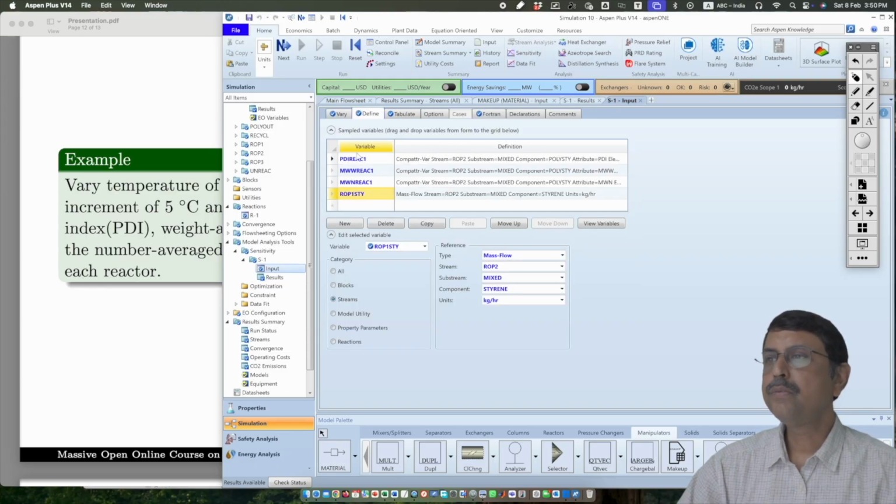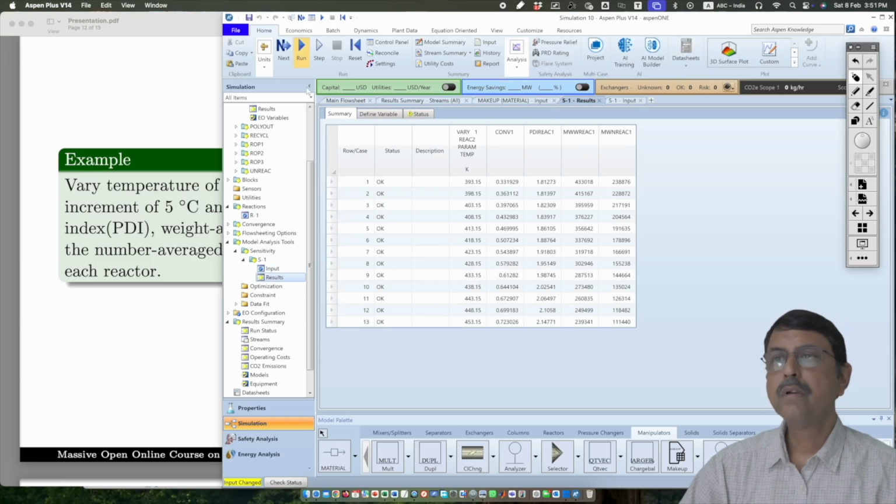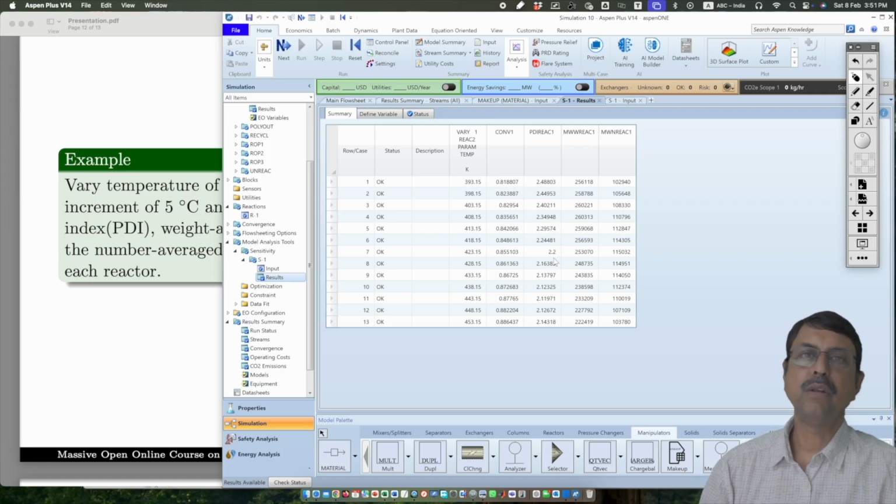Similarly, if you change it to reactor 3 instead, then also similar changes will be seen. You have to just change it to reactor 3 because reactor 3 output is downstream to reactor 2. So here again, run it. The data will change, but the variation with temperature will be visible.